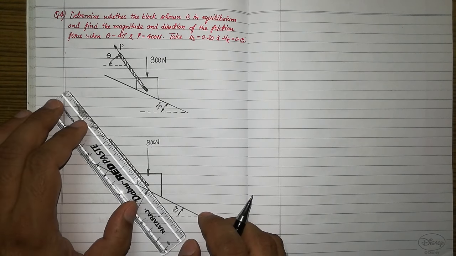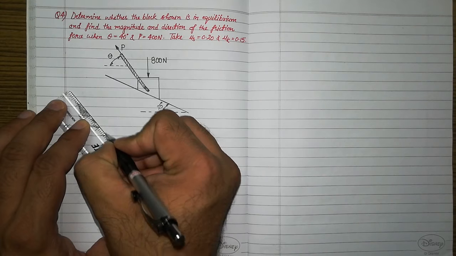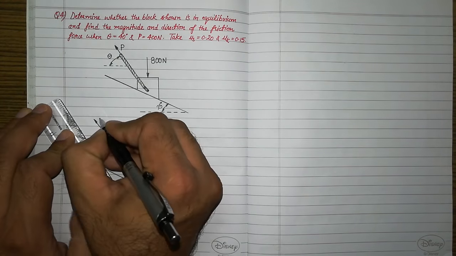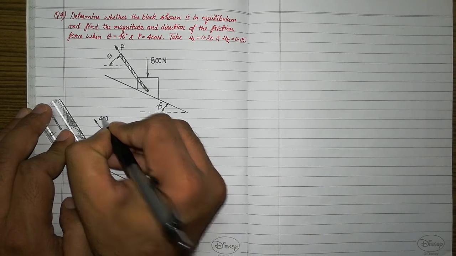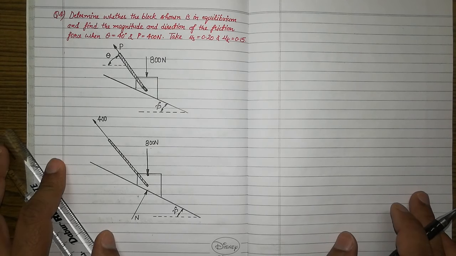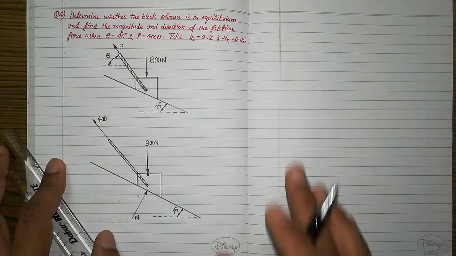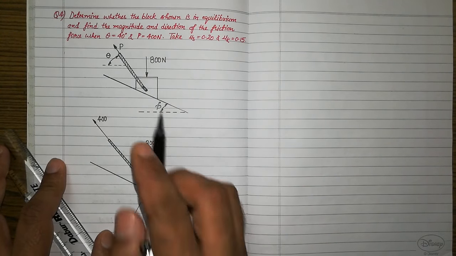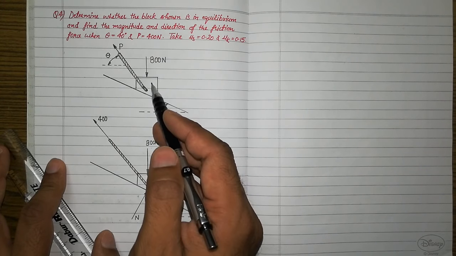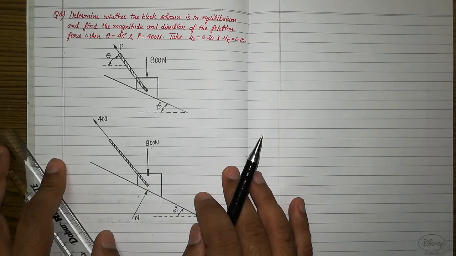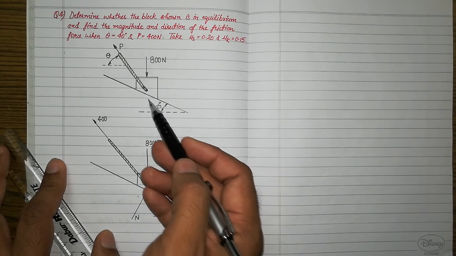Apart from these two forces, now let us label this pull, and it is given as 400 Newtons in the statement, so let us label that value over here. After this we have to think about the friction force. In the previous videos we have learned that when we have to solve such problems, we have to make one assumption regarding the motion of the block. Right now we don't know about the motion of the block. We don't know whether the block is moving in downward direction, in upward direction, or the block is in equilibrium. So let us assume that the block is moving in upward direction.